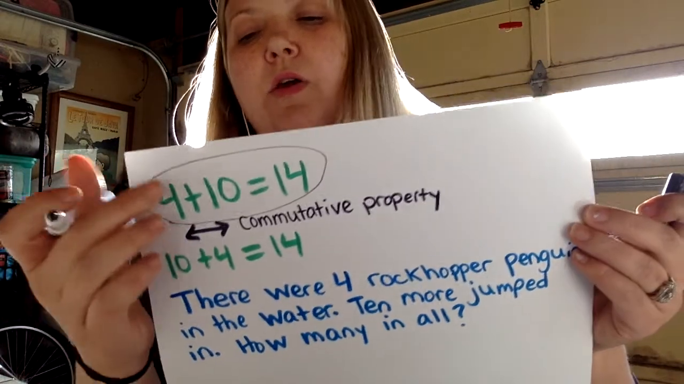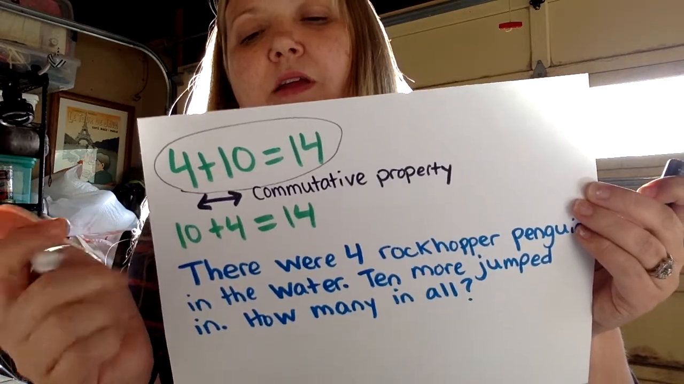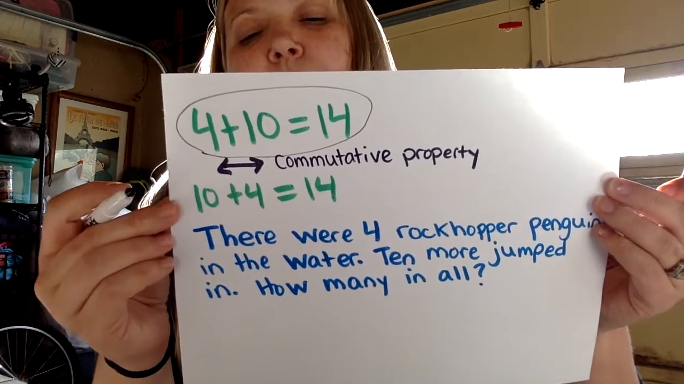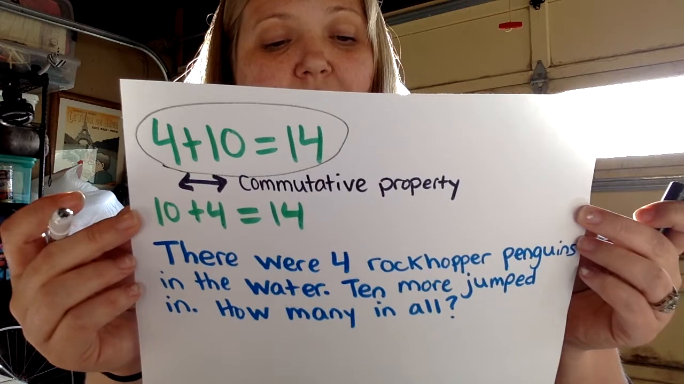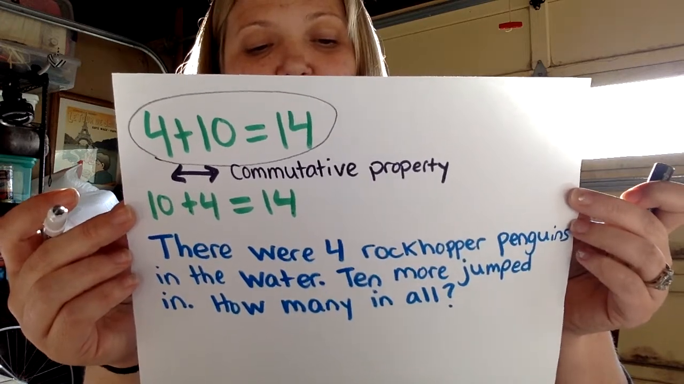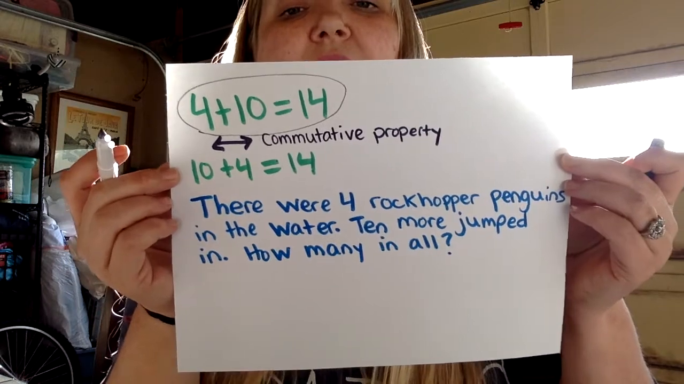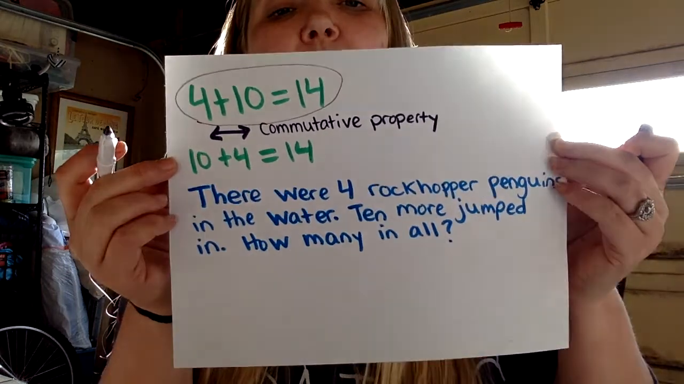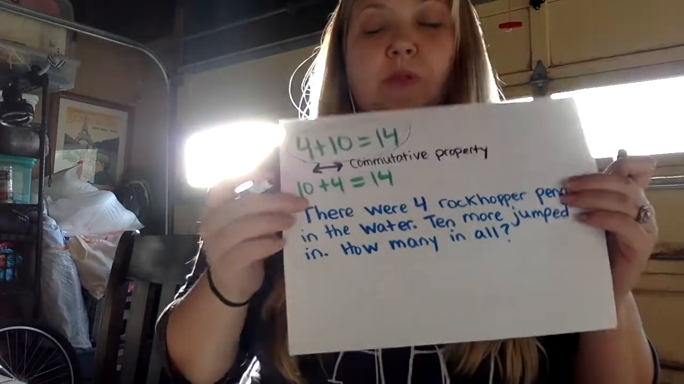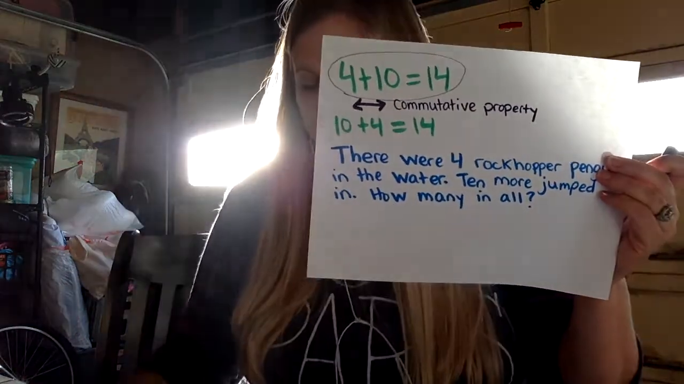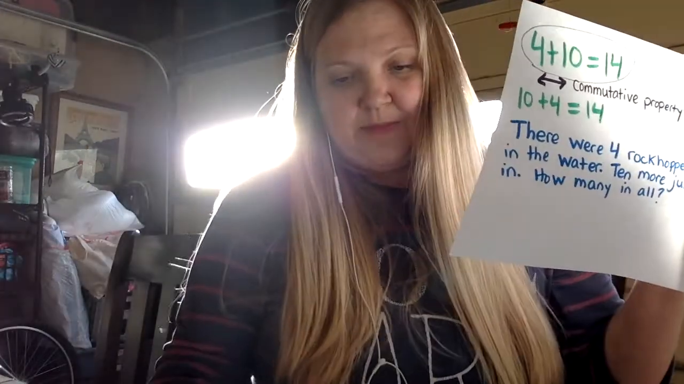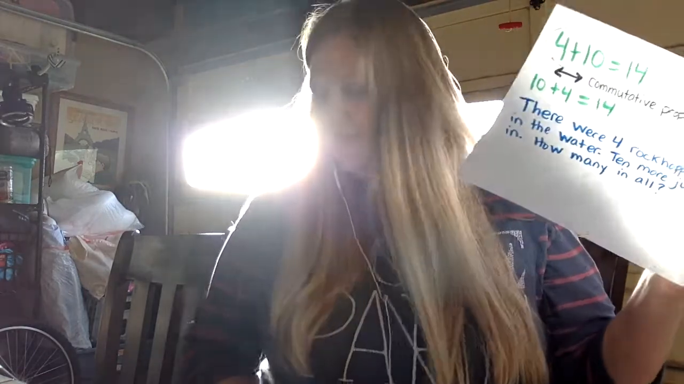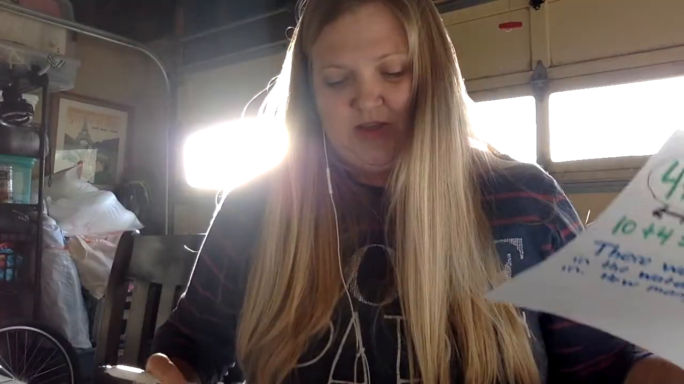Good knowing. Look, it's almost like we're starting to build a fact family. I wonder what story we could make for this one. Oh, we can just turn it around. There were 10 rockhopper penguins in the water. 4 more jumped in. How many are there altogether? I could make a story problem for this other one, but the one that matched was this one. You were correct. We are thinking about fact families, so let's try subtracting it. So let's see. It's 14.